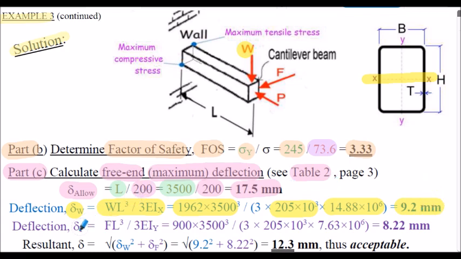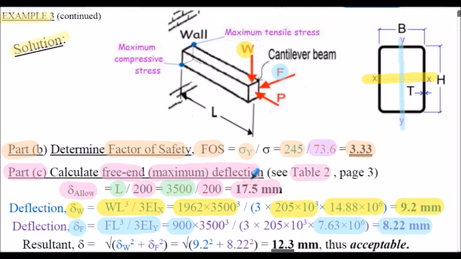We now consider deflection due to force F, the lateral force here. That's now a deflection about the YY axis, the less stiff axis here. Again, using the same formula, we just put the value of F in this time and the value of IY. So that's the only difference to the equation. That evaluates to a lateral deflection of 8.22 millimeters.